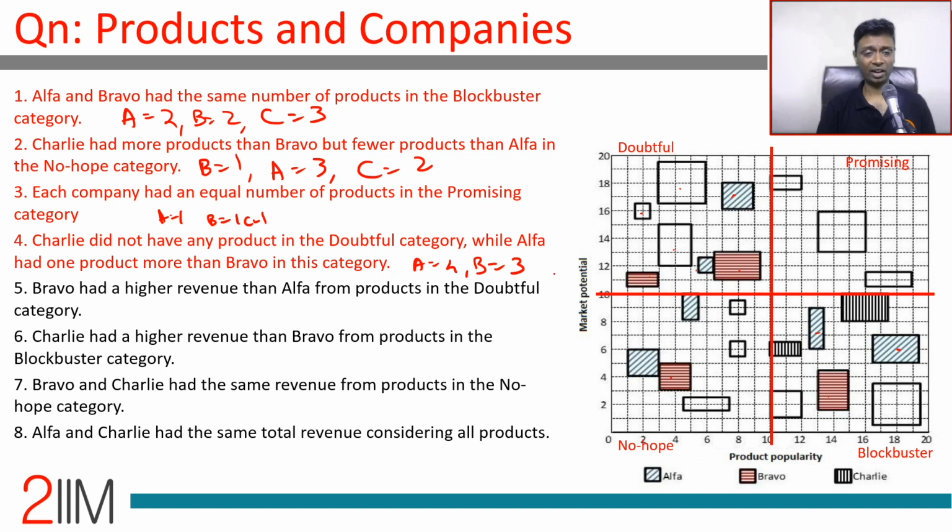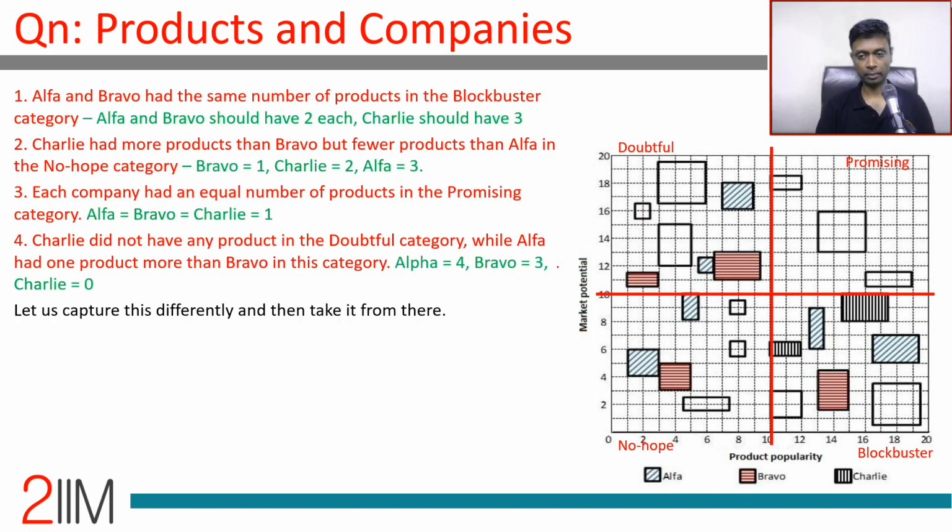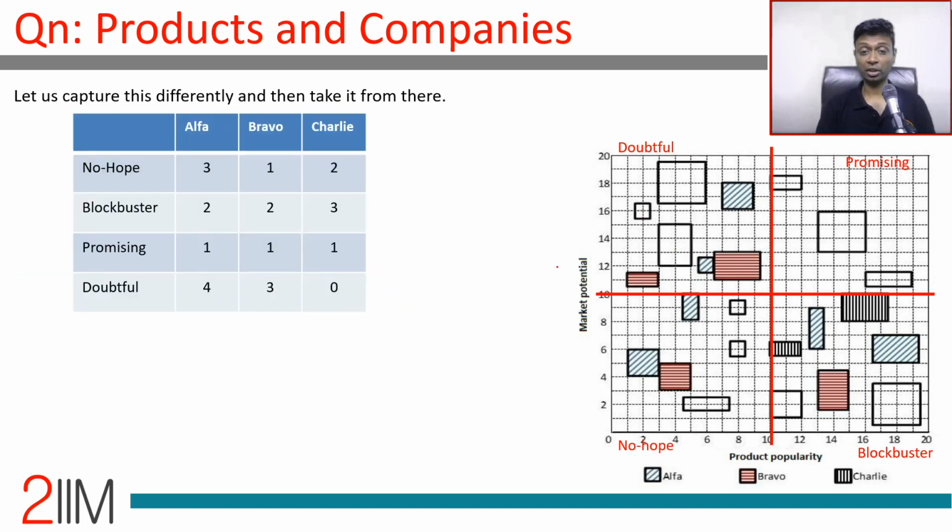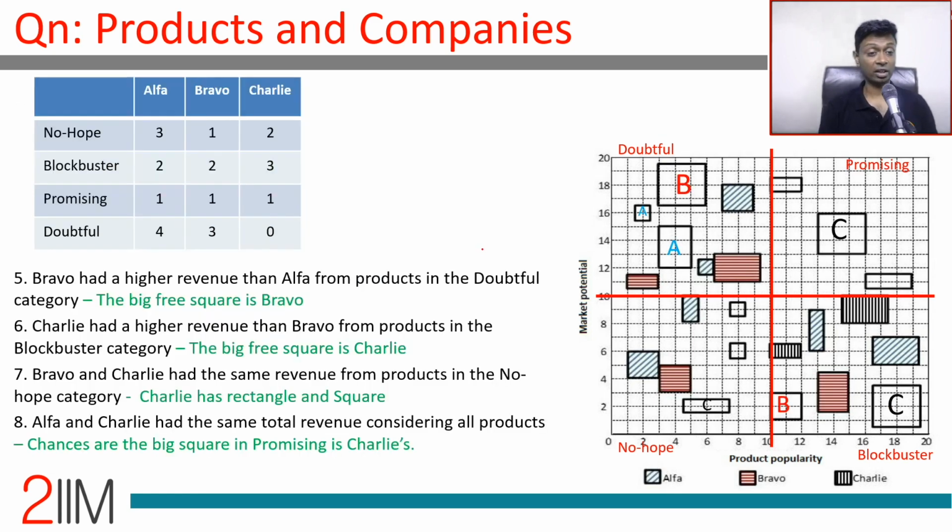So let's go to the revenue part. We've captured the number here very clearly. 3214 for Alpha, 1213 for Bravo. Charlie is 2310. So 6 Charlie products, 10 here, 16, and then 7 here. Wonderful. Let's go on to the next category.